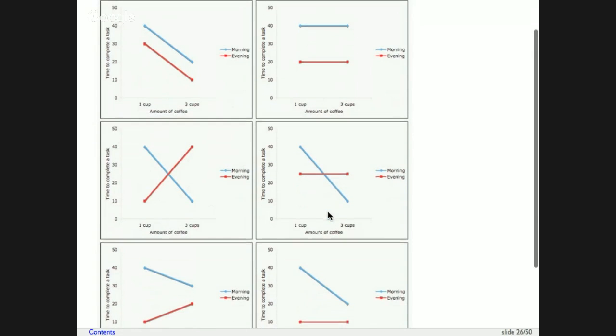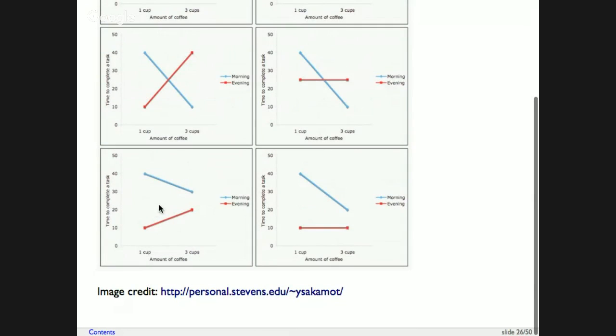Here is another example where there is no main effect of time of day. The average is the same. There is an effect of coffee, in that on average, if you've had 3 cups of coffee, your time to complete the task is less. But that effect is modified by time of day, and it's only observed in the morning. So maybe that's enough, unless you want to have a hand at trying to interpret each of these two.